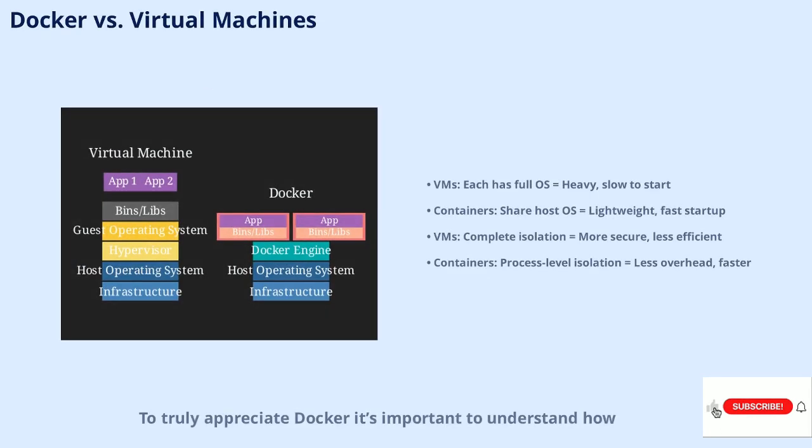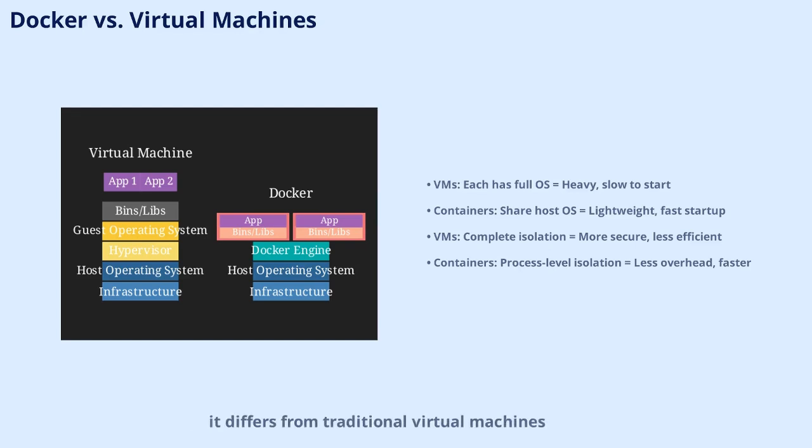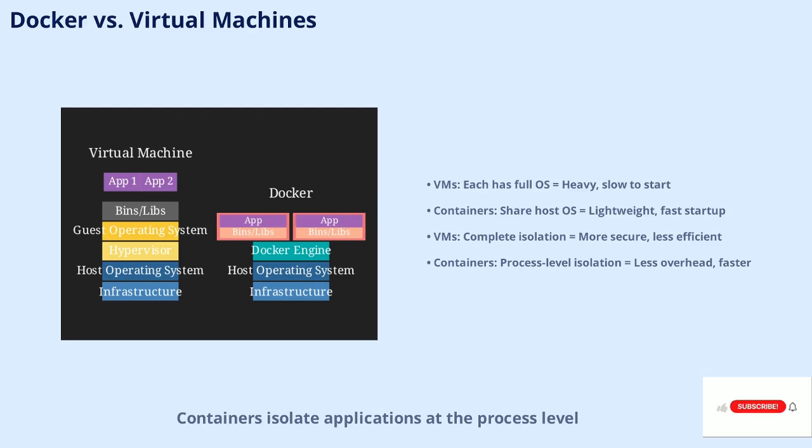To truly appreciate Docker, it's important to understand how it differs from traditional virtual machines. Virtual machines run entire operating systems, making them heavy and slow to start. Each VM includes its own OS, libraries, and applications, which leads to significant overhead. In contrast, Docker containers share the host OS kernel, making them lightweight and fast to launch. Containers isolate applications at the process level, reducing resource consumption and improving efficiency.